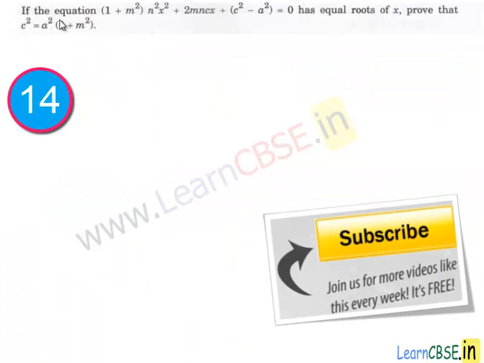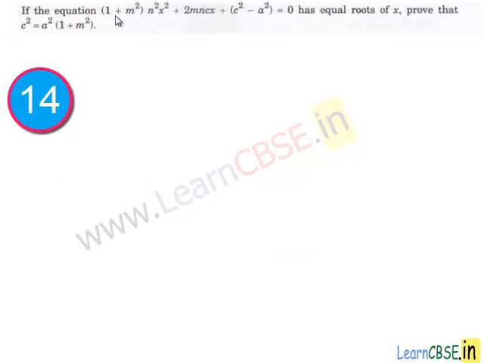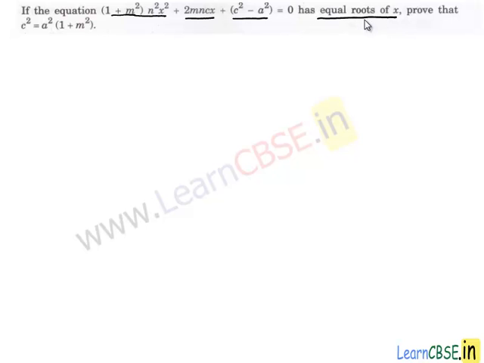Let's move to the next question. In this question, we are given a quadratic equation (1 + m²)n²x² + 2mncx + c² − a², and it has equal roots. We have to prove that c² = a²(1 + m²). Let's work out the problem.